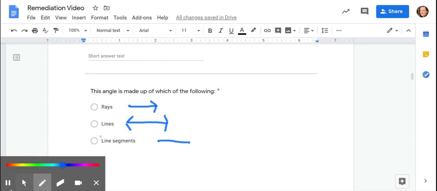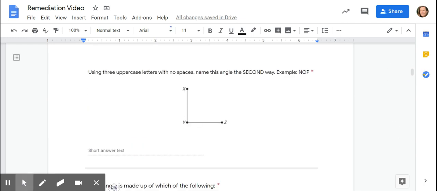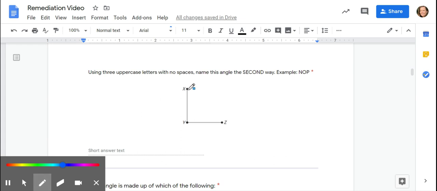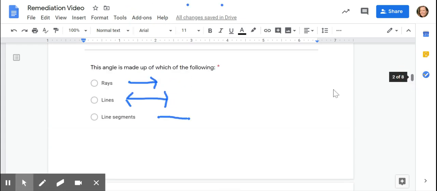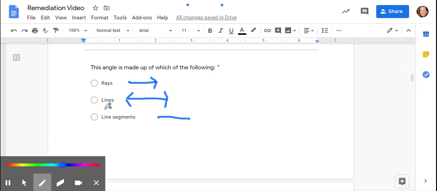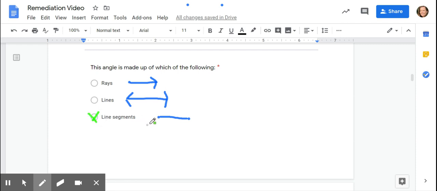So if we look back up to this angle, we can see that it has 2 endpoints. We can see X and Y, and then Y and Z. So there's lots of points. This tells us that this angle is made up of line segments. So if we scroll back down, the correct answer should be line segments. We don't see any arrows. We have to infer that line segments, because they have 2 endpoints, each of those line segments makes up that angle.